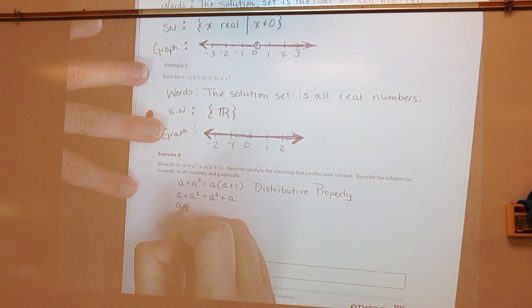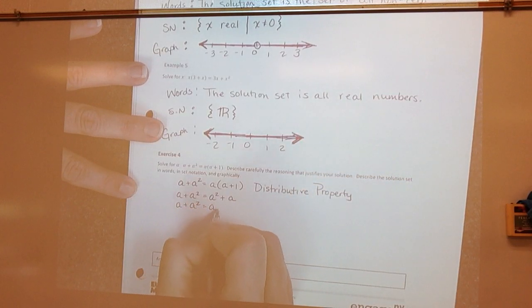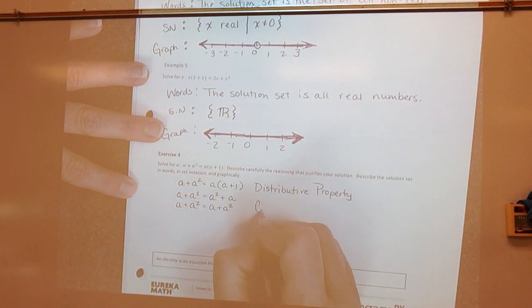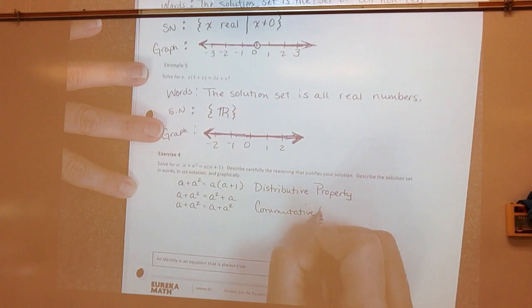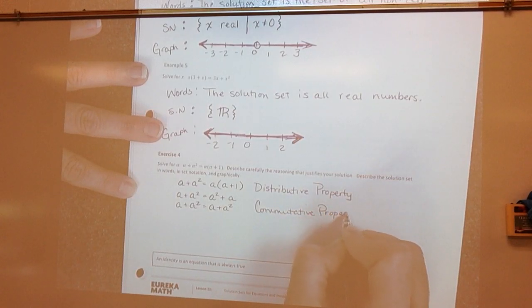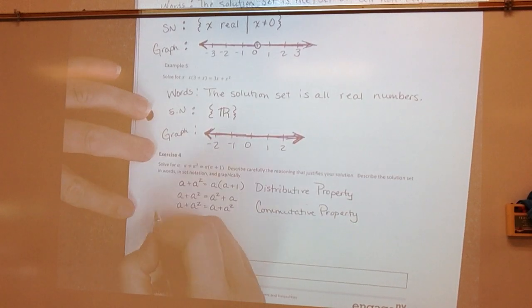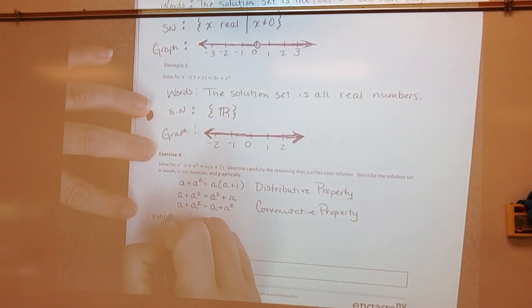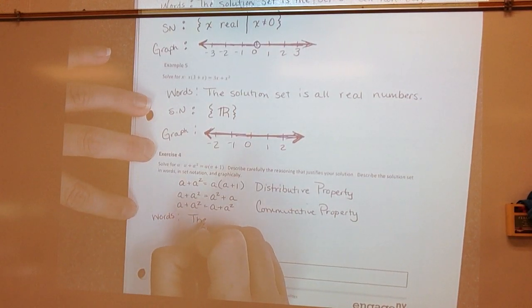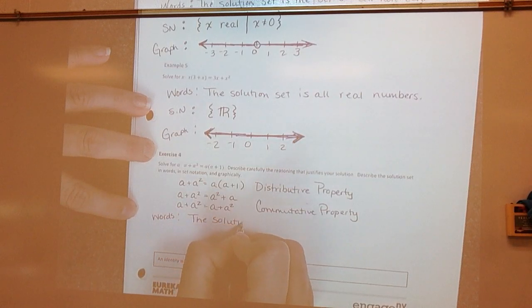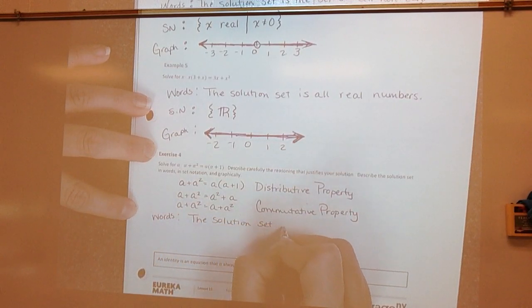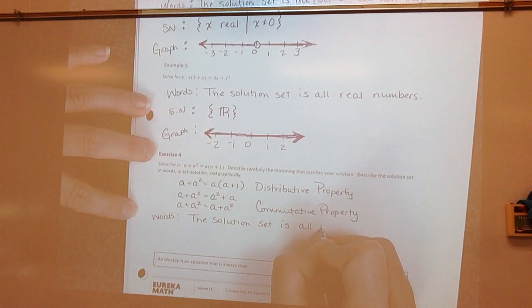All right. And then I use the commutative property. That just tells me I can switch things around. By using that, I see the solution set is all real numbers.